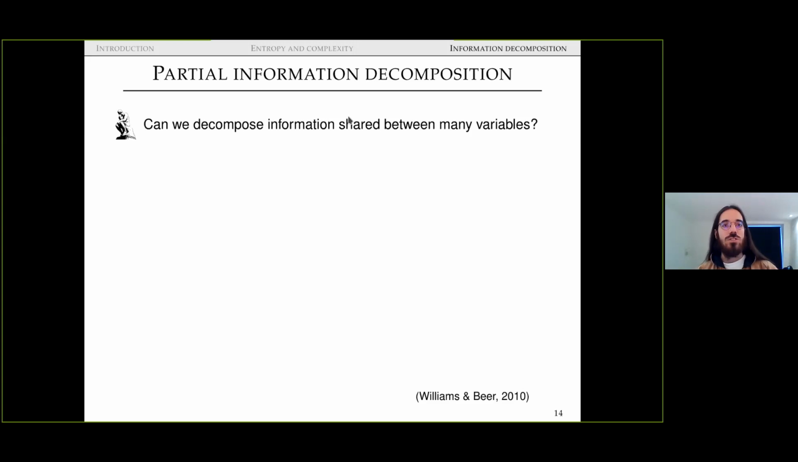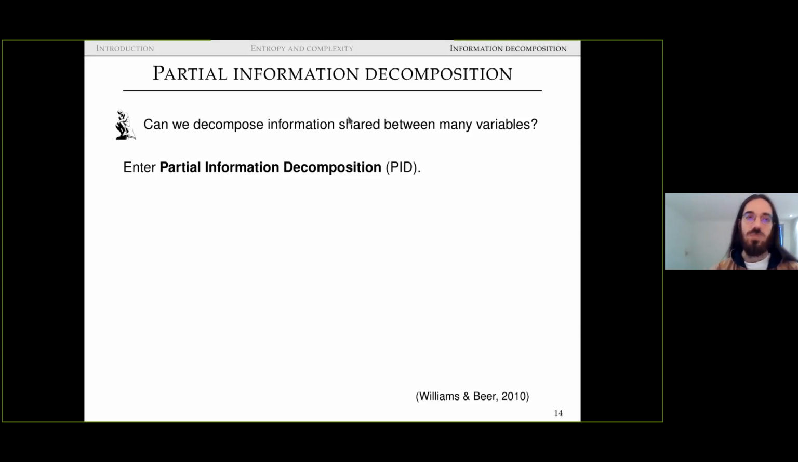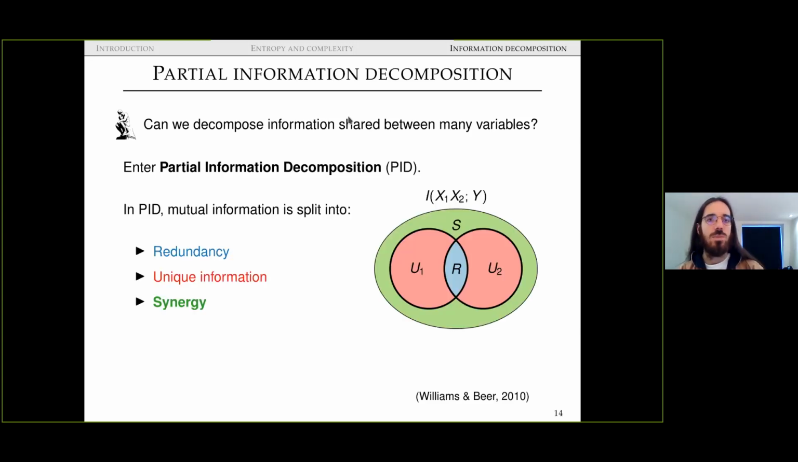A natural question emerges, and we can ask: can we decompose information that is shared between more than two variables in a multivariate dynamical system like the brain? The answer, you'll be shocked to hear, is yes, through this framework called partial information decomposition by Williams and Beer in 2010. In this PID framework, what they do is basically split the mutual information that a bunch of variables have about each other into three terms mostly: redundancy, unique information, and synergy.